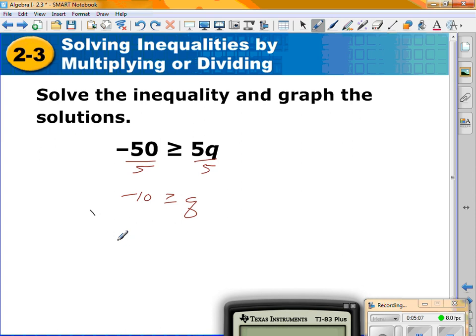That's fine. Some of you are starting to flip it. I'm seeing that. Q less than or equal to negative 10. So to graph it, negative 10, a solid dot, and it goes to the left.